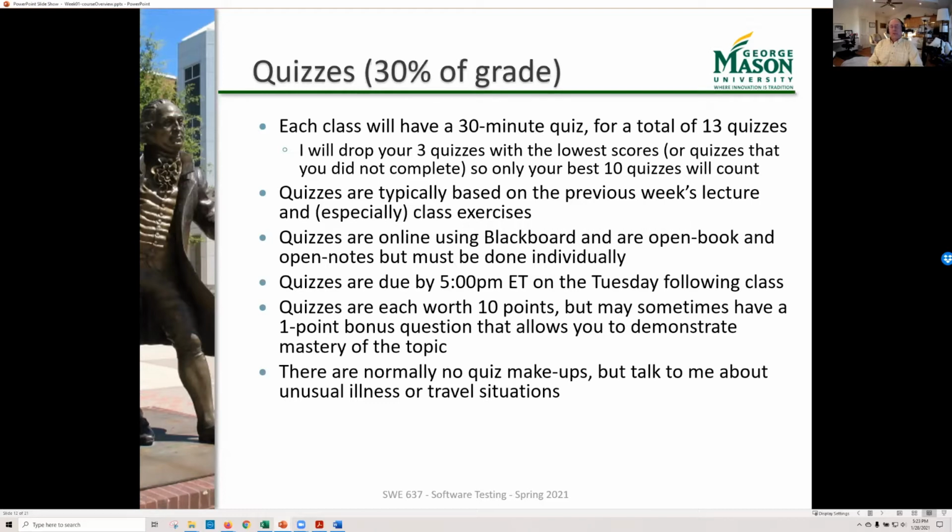Each quiz becomes available at the end of class, and you have to complete it by 5 p.m. the following Tuesday, to give the TA and me enough time to grade them before the following class so that we can review them. So you've got 5 days starting at the end of class to get each quiz done. There will be a total of 13 quizzes. I'm going to take your lowest 3 grades and drop them. So you'll be graded on your highest 10 quizzes.